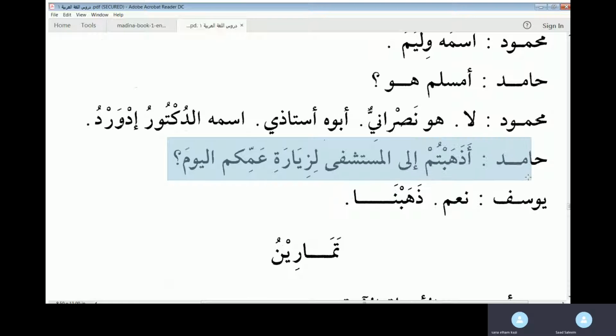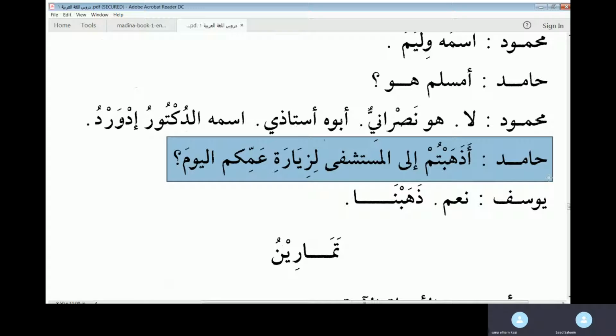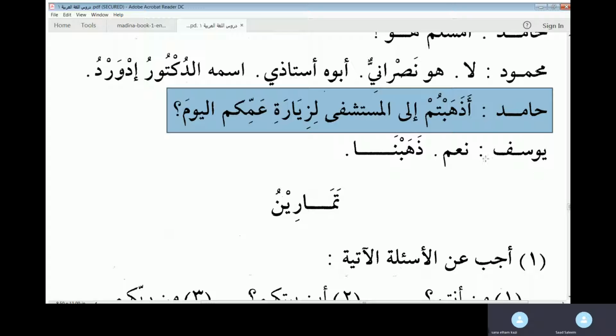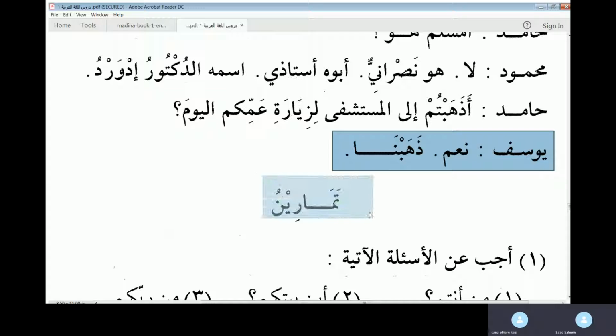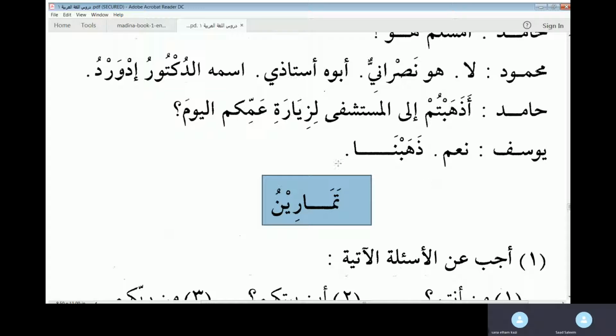Zahabtum ila al-mustashfa li ziyarati ammikum al-yawma. Zahabtum, did you all go ila al-mustashfa, to the hospital, li ziyarati, to visit ammikum, your uncle al-yawma, today. Naam, zahabna. Yes, we went. Zahabna or Zahabu? We went, so na. Zahabna, we went. Zahabu, they went.